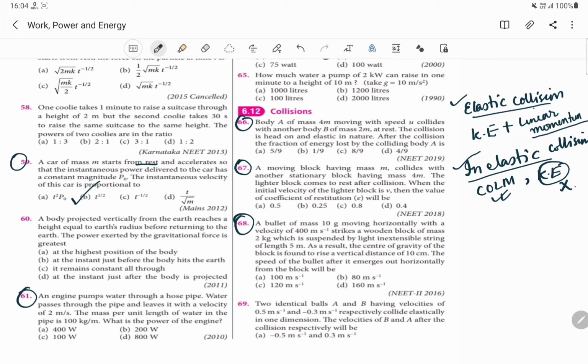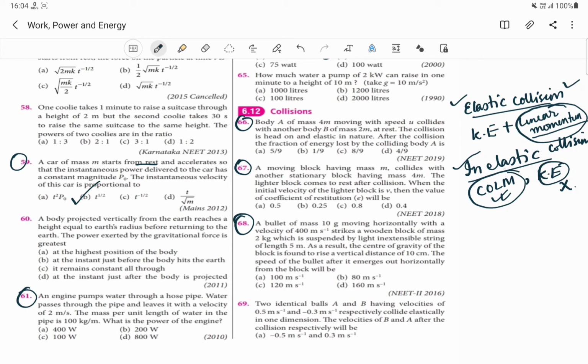Before collision and after collision, they will have different kinetic energy, but in the case of elastic collision, they will have the same kinetic energy before and after. There will be no loss in the kinetic energy. Both elastic collision and inelastic collision will have linear momentum conserved. Linear momentum will be conserved in both these types of collision, and the only differentiating feature between elastic collision and inelastic collision is the loss in the kinetic energy.